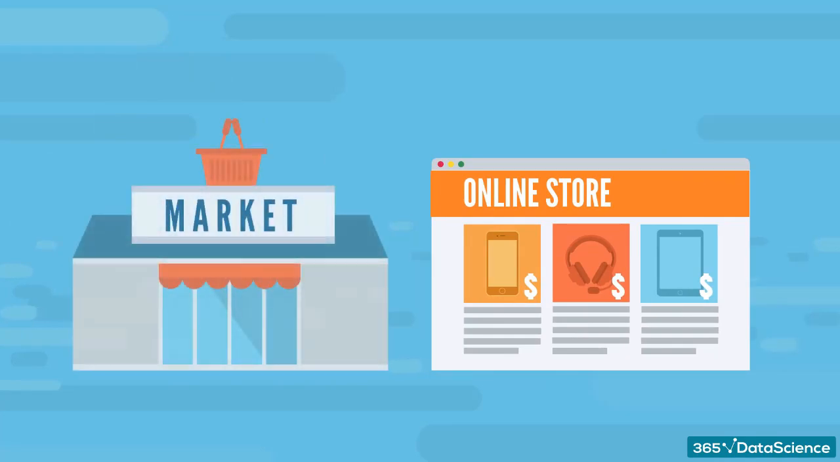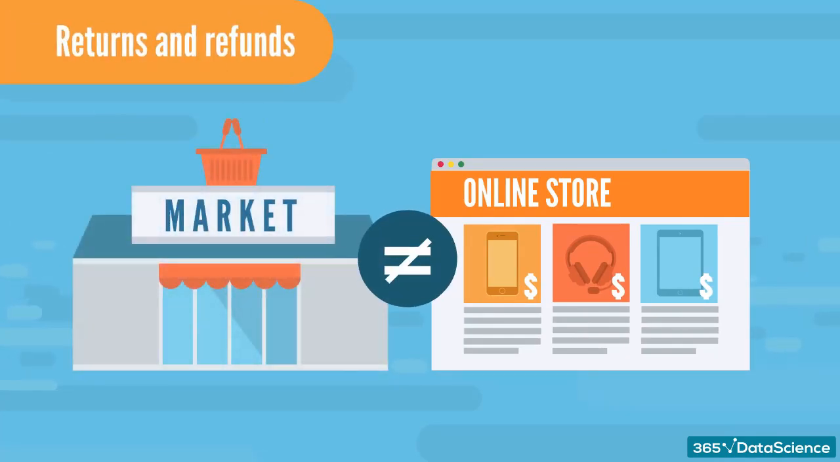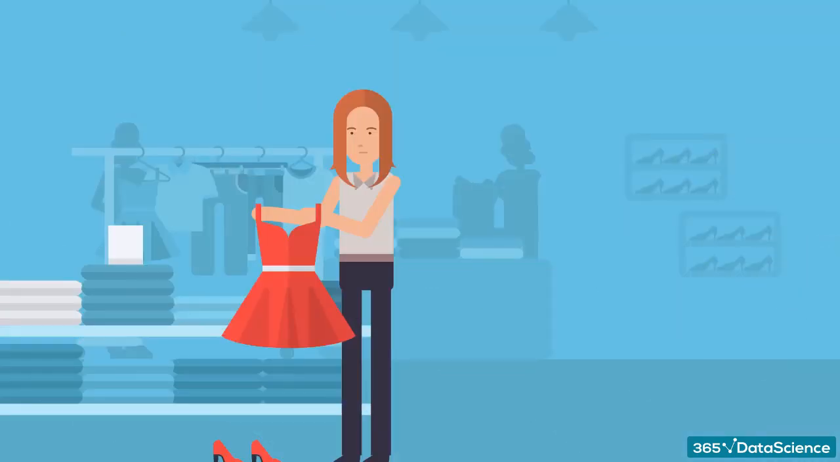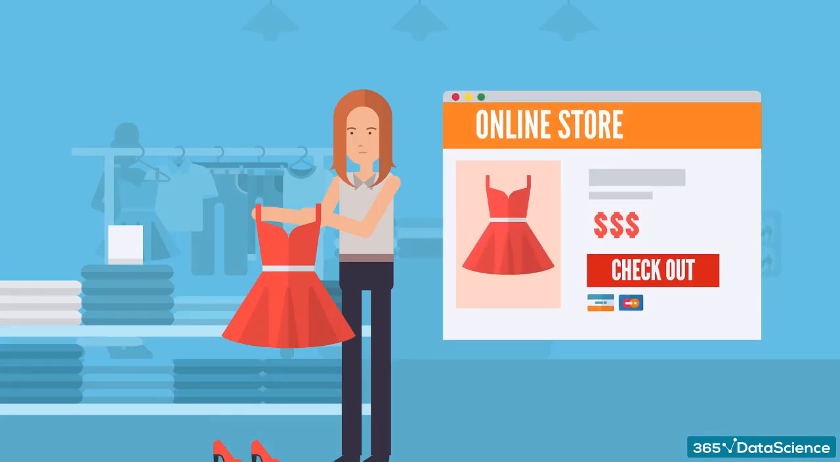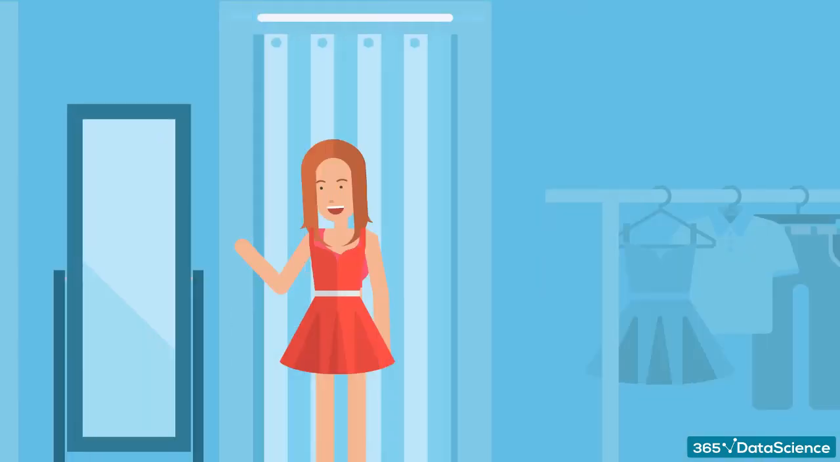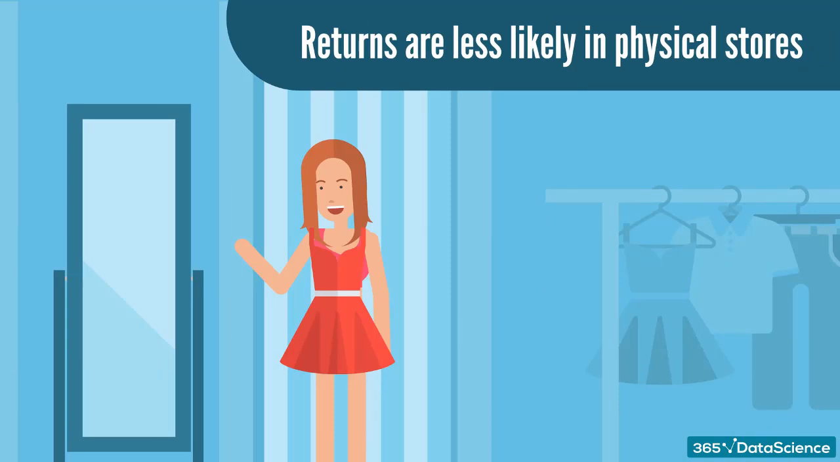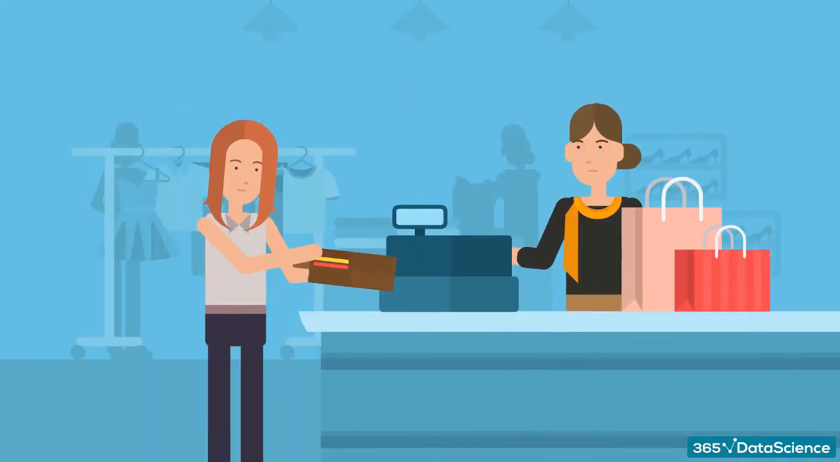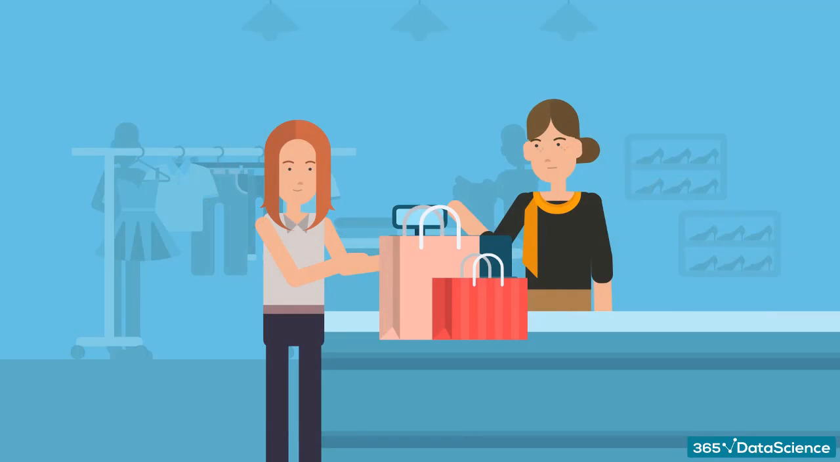Alright, another major difference is related to returns and refunds. In physical stores, customers can see the product itself, and not only images or videos of the product. They can even touch it or try it. This is why it is less likely that a customer returns a product bought in a physical store than a product bought in an online store. Therefore, we usually expect to see a lower number of returns in databases coming from physical stores. This more or less exhausts the difference in customers and their behavior.